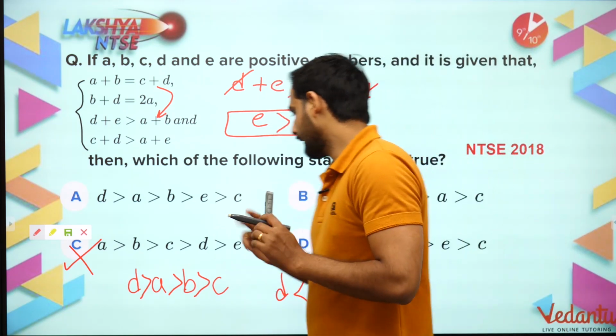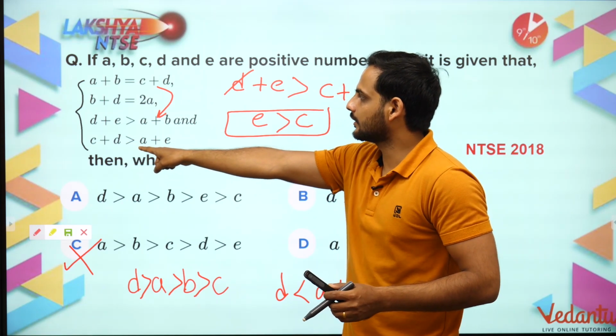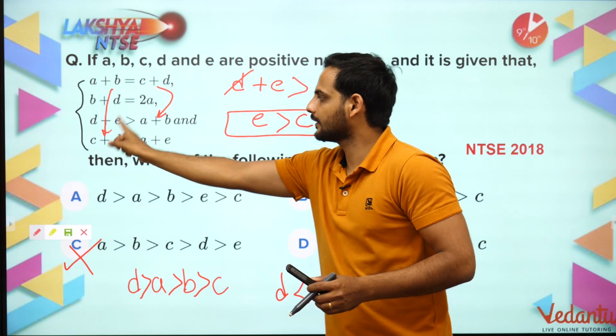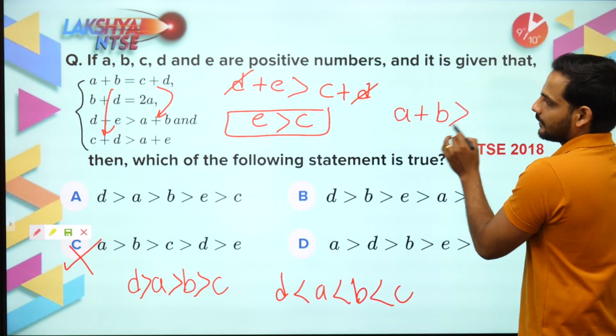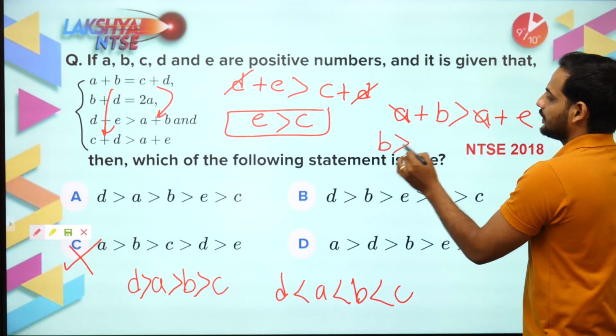Okay. Now, very good. Chalo, let's use the next equation. C plus D is greater than A plus E. In place of C plus D, can I write A plus B? Yes. So you will be getting A plus B is greater than A plus E. A and A cancel, so you are getting B is greater than E.